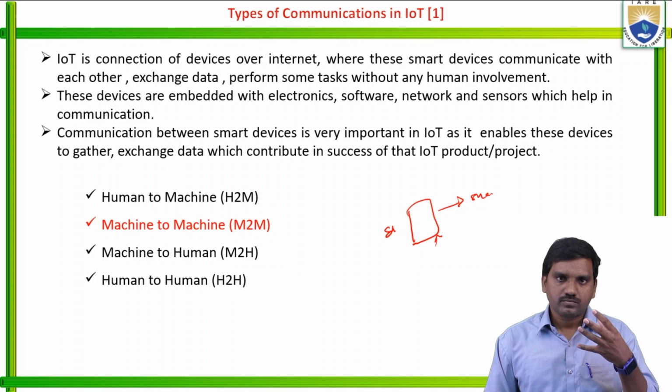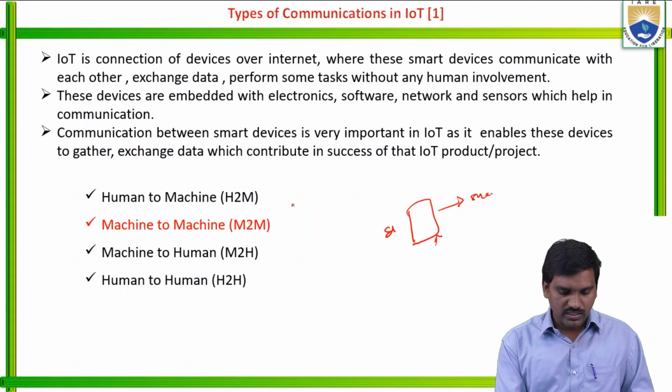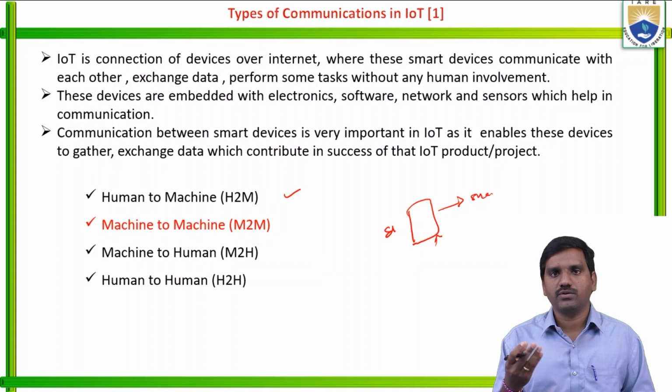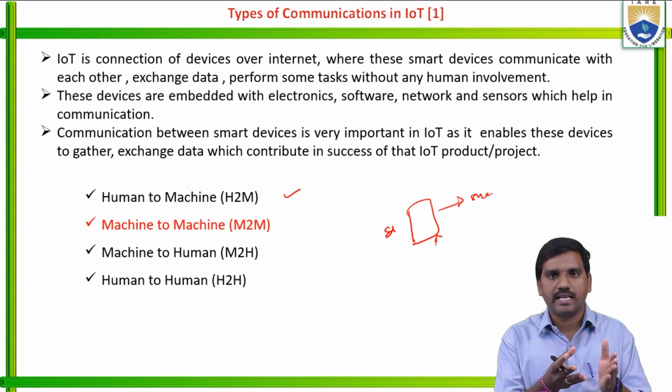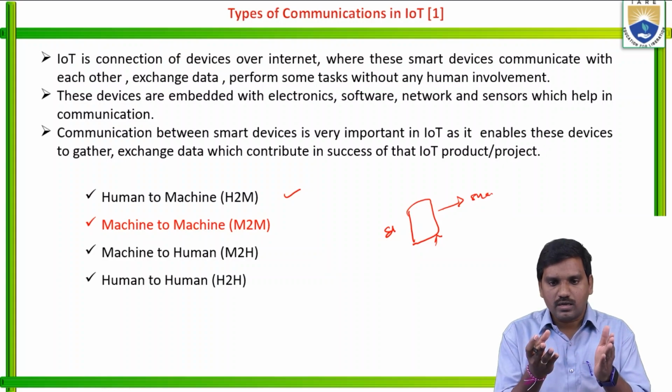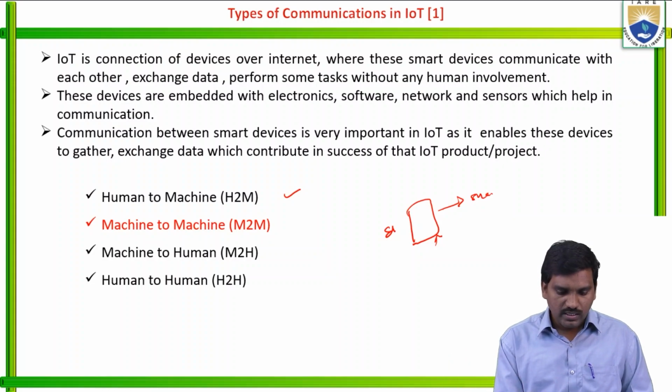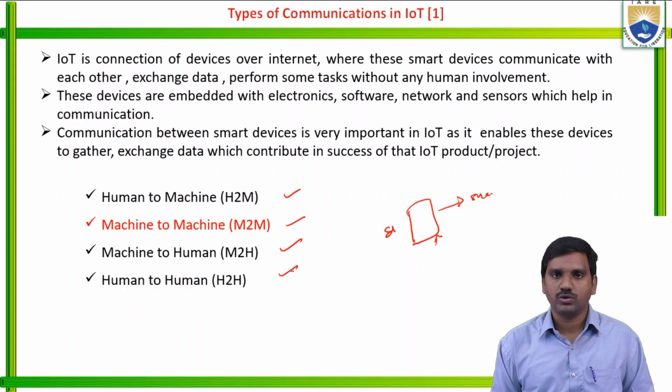According to communication type, we have some communications in IoT. The first is human to machine communication, machine to machine communication, machine to human, and human to human communication. Our agenda here is to explain machine to machine, that means without any human interaction, where machines do a particular task. But before that, first we have to know human to machine, machine to human, and human to human communication.